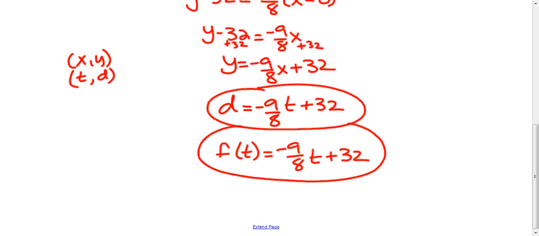In order to find the height of the water level, I need to know what year it is. And if I know what year it is, I will plug that year in here, multiply it by negative 9/8, and add 32, and that will tell you how high the water level is in any given year. Okay, so that is the famous bridge problem.